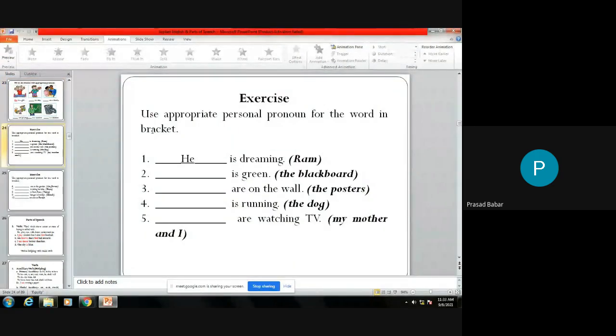Okay, so let's do another exercise. Use appropriate personal pronoun for the word in a bracket. There are words in a bracket and we have to use the pronoun by analyzing which type of pronoun we can use in the place of that noun. First they have given its answer.